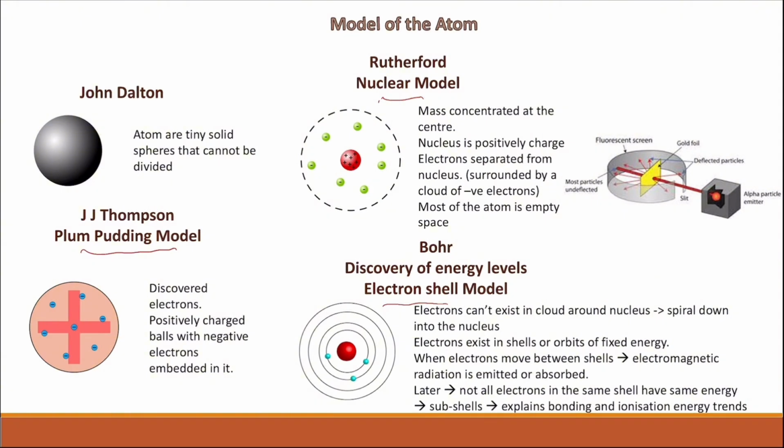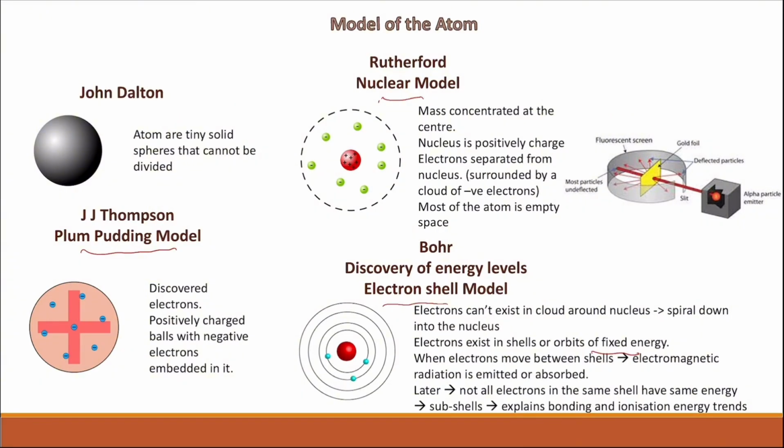When he did his experiment with gold foil, he discovered that the mass of the atom is centered at the center, that the nucleus is positively charged, and that the electrons just surround the positively charged nucleus. He didn't speak about energy levels. Bohr is the one who discovered the energy levels with his electron shell model. He described the electrons as existing in shells of a fixed energy, and that when electrons move between the shells, electromagnetic radiation is emitted or absorbed.